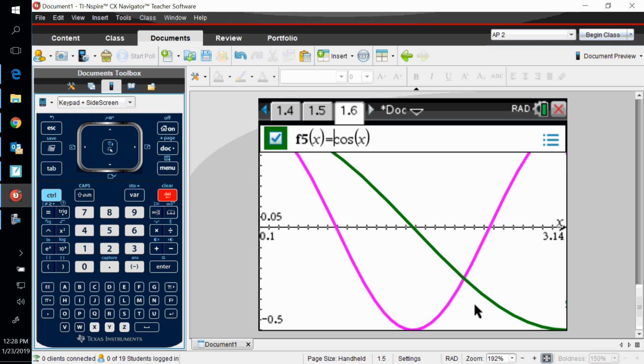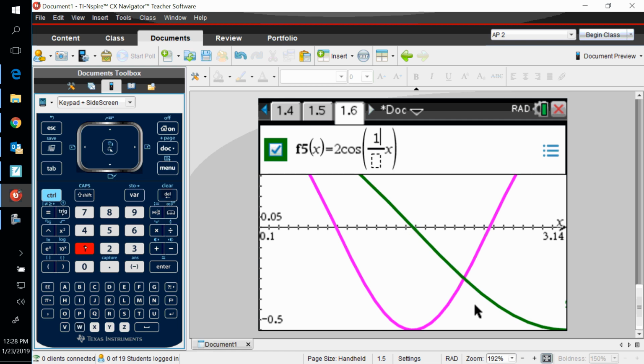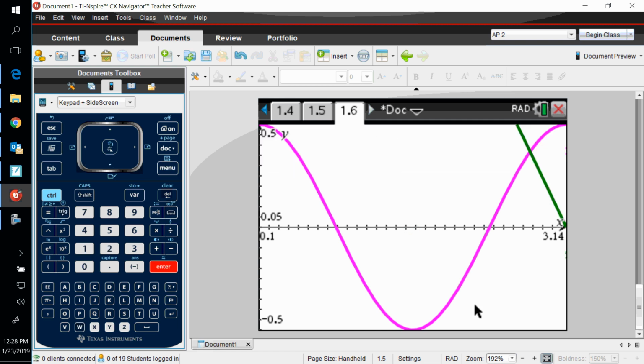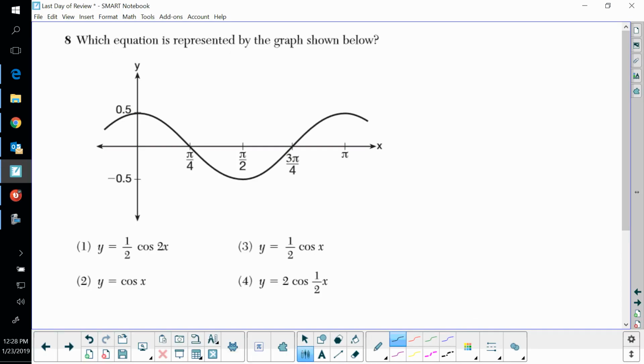Now, if you didn't want to just edit previous ones, you could put in a brand new one each time. Okay, and the green now is over there. So the first one, the pink one there, clearly matched the best. So we would have choice 1.